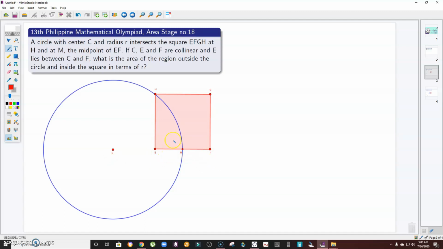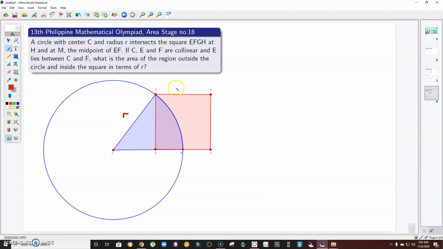Now the question here is, what is the area of the region outside the circle but inside the square in terms of R? So technically, we're looking for the area of this region. It was mentioned in the problem that the radius is R, so we're going to express the area in terms of the radius. So let me connect the radius, and label it as R.